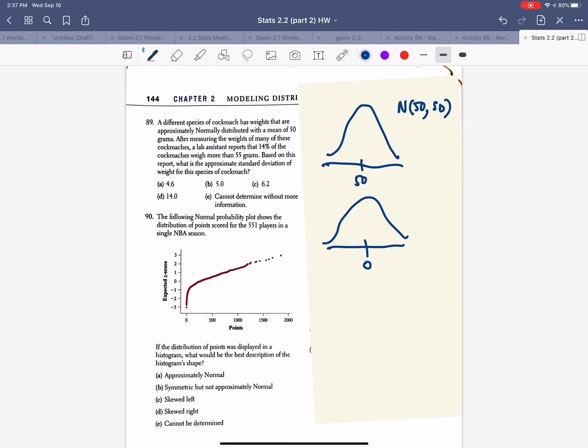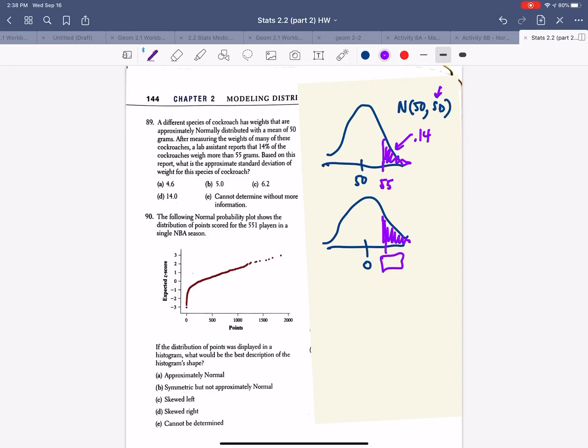After measuring the weights of many of these cockroaches, a lab assistant reports that 14% of the cockroaches weigh more than 55. Okay, so 14% tells you the area under the curve to the right is 0.14. The same would be true on the standardized curve. We just don't know this z-score, but it's going to help us find our standard deviation.